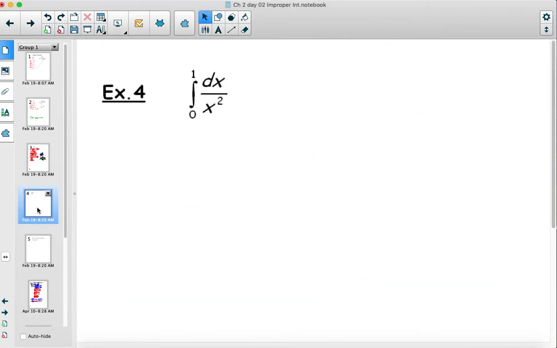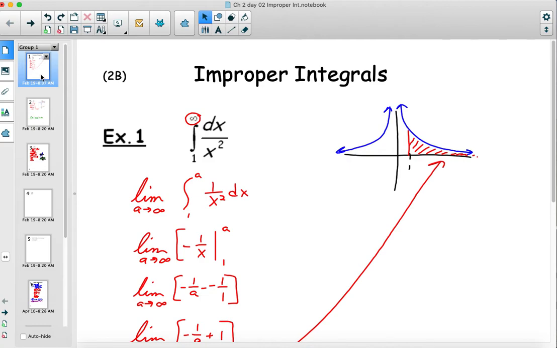How about the integral from 0 to 1? This doesn't have infinity in it, so it seems like, well, this is just fine, let's evaluate this. But wait a minute. Remember that 1 over x squared graph from our first example. Now we're saying from 0 to 1.